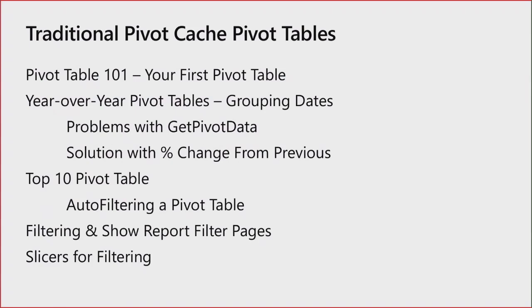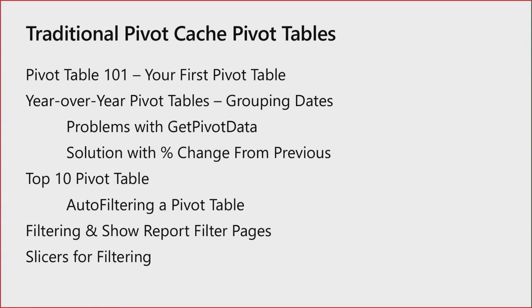I don't know if it's a bug. They would say it's a feature with Get Pivot Data, and a way to avoid that, first by turning off Get Pivot Data, or a solution with percentage change from previous year. Then a top 10 report, which also has another thing that annoys me. I suppose it's right to some people, and a way around to solve that.